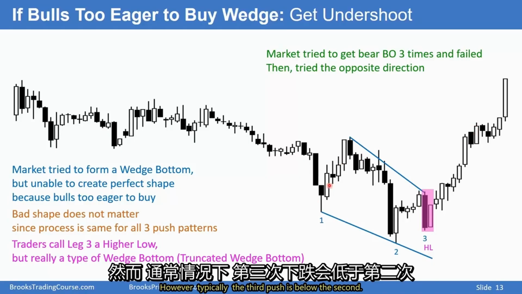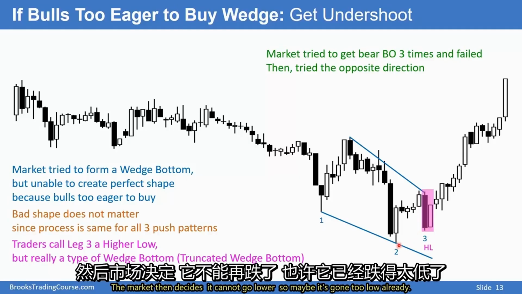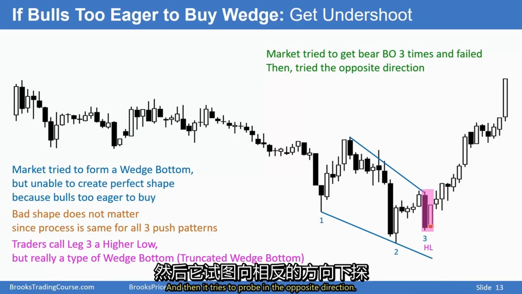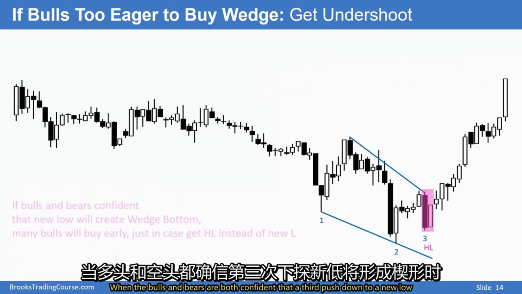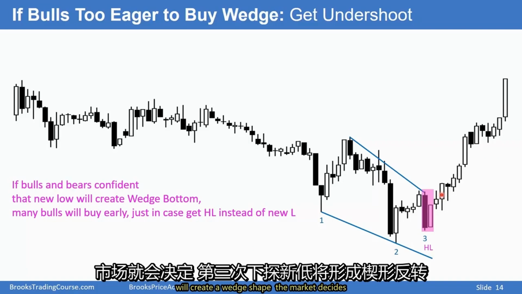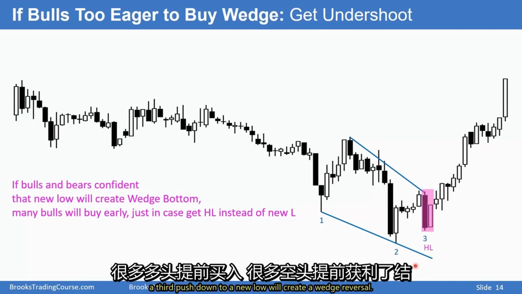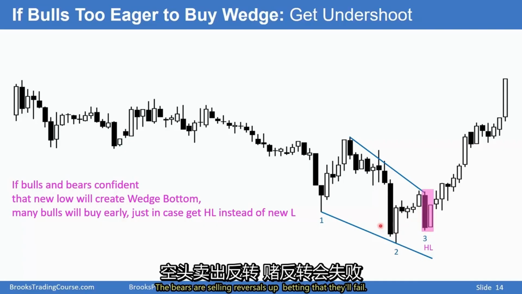The market makes 3 attempts down. However, typically the third push is below the second. All 3 fail. The market then decides it cannot go lower, so maybe it's gone too low already, and then it tries to probe in the opposite direction. When the bulls and bears are both confident that a third push down to a new low will create a wedge reversal, many bulls buy early, and a lot of the bears take profits early. The bears are selling reversals up, betting that they'll fail.